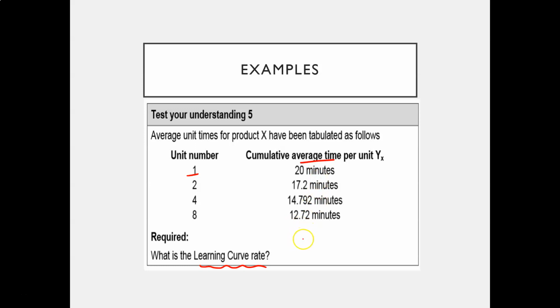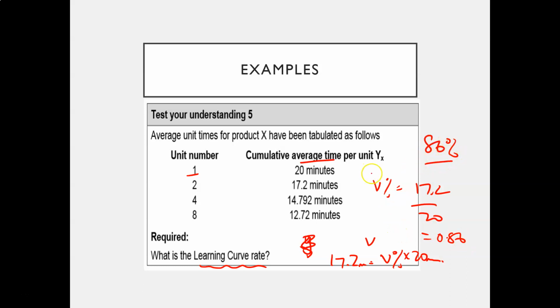So I'm just going to call my learning rate V, for example, because we already have the Y is equal to. So I know that 17.2 minutes is equal to V percent times 20 minutes. That's what the learning rate says. This falls by this fixed learning rate. So that means that V percent is equal to 17.2 over 20. When you do 17.2 divided by 20, you get 0.86. So in effect, that's 86%. So the learning rate is 86%.